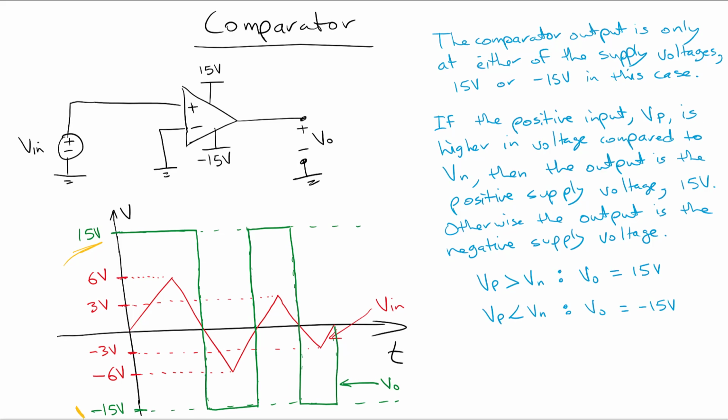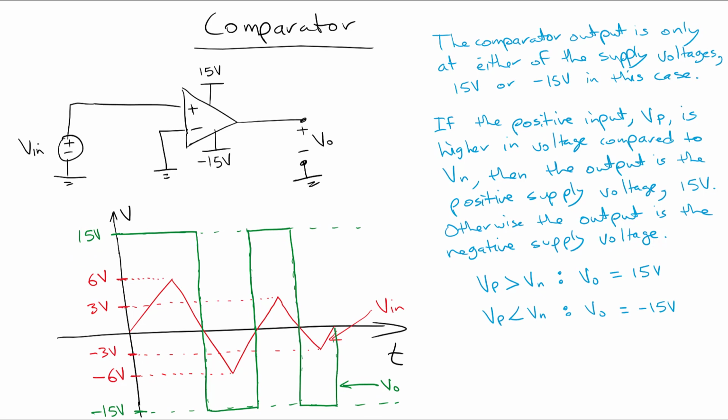Now this depends, of course, on what Vin is connected to, because if it was connected to some other voltage besides ground, then we would have a different output relationship. We can also have Vin connected into the negative input terminal and then something else connected to the positive input terminal. You just need to keep track of the properties of the op-amp and apply it correctly in the kind of circuit that you're given.